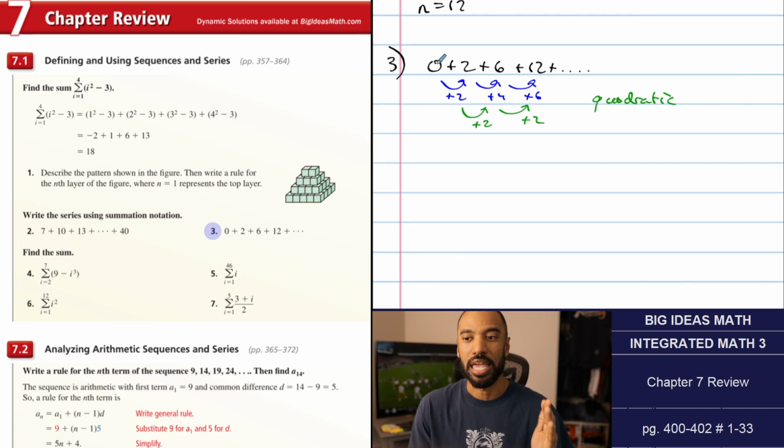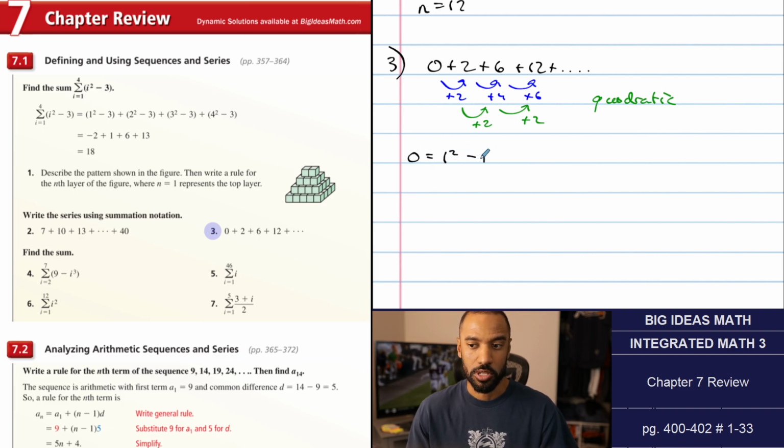But I'm really just looking at, if you substituted 1 for n, how could we get 0, given that it's some 1 squared thing? So, 0 can come to be 1 squared minus something, right? So far, 1 squared minus 1 would actually work. How would you get 2 from 2 squared in something? Minus 2. This would actually work. 6 is 3 squared minus 3, etc. And 12 is 4 squared minus 4.